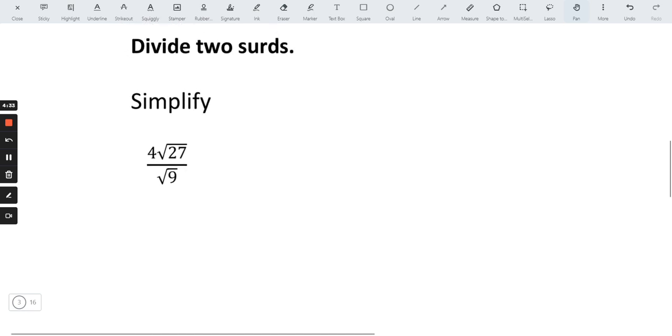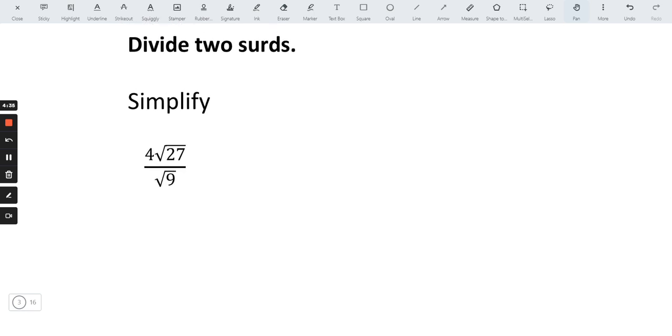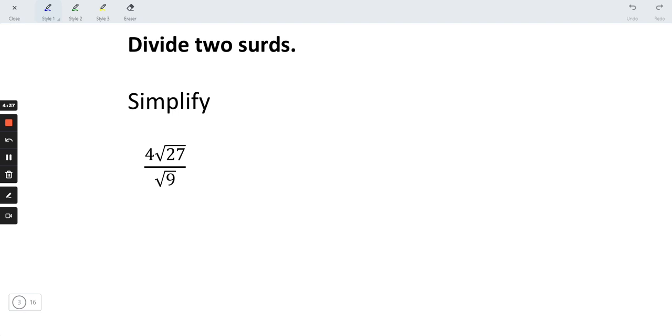Here, divide two surds. Dividing two surds means we have to simplify. If you can divide before simplifying, it's okay. So here, as you can see, 27 divided by 9, and 9 goes into 27 3 times.